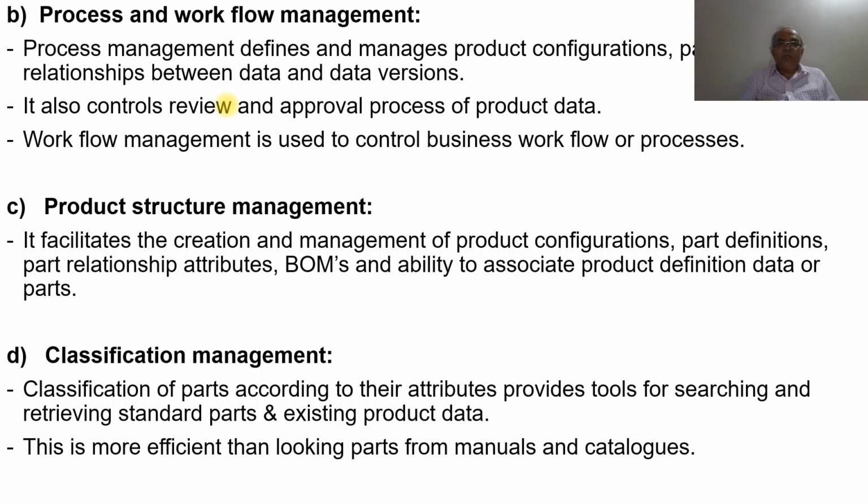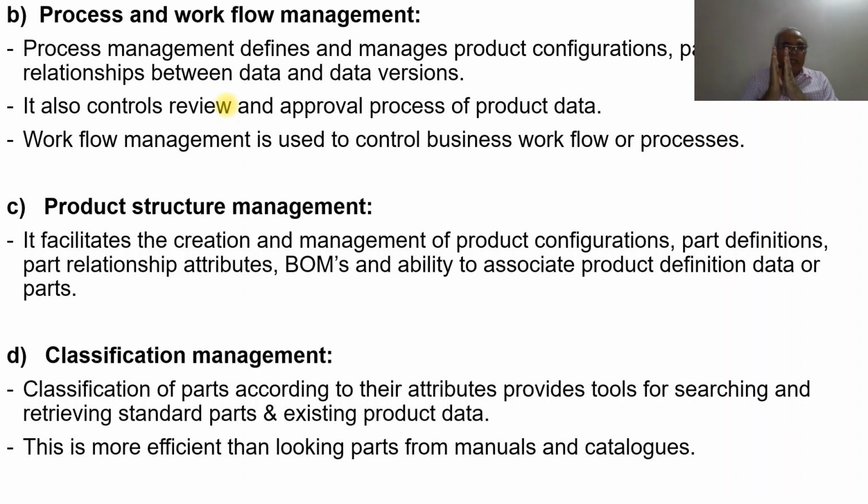Workflow management is used to control business workflow or processes. Then comes product structure management, point number C. It facilitates the creation and management of product configurations, part definitions, part relationship attributes, BOMs, and the ability to associate product definition data or parts. That means between two parts, what is the relationship you have? All those attributes will be stored, and then we have the bill of materials, which is BOMs, and the ability to associate the product definition data.